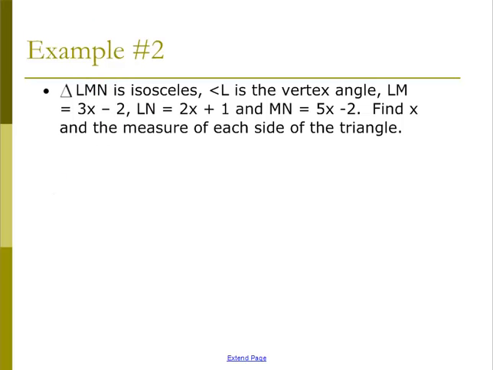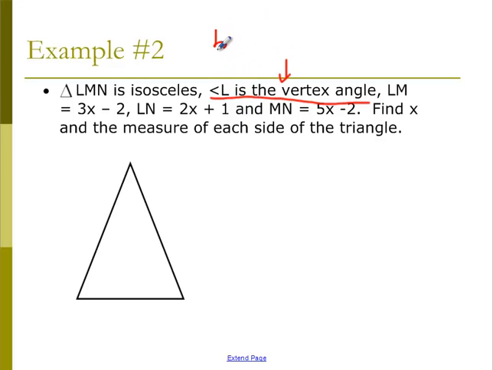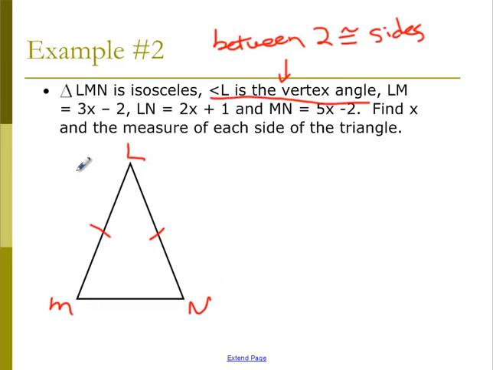Now we have an isosceles triangle. Let's go back to drawing that triangle because that was an isosceles triangle. And there's a special keyword here. Angle L is the vertex angle. The vertex angle is the angle between the two congruent sides. So the vertex angle, if I mark these two to be congruent, angle L has to be up here because it's between the two. So let's call this M, and let's call this N.